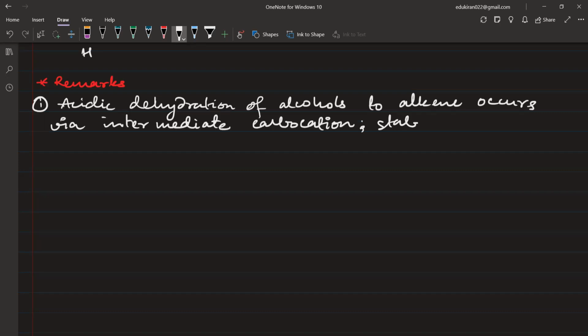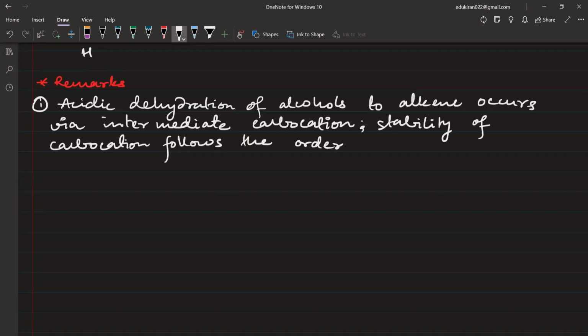Next, stability of carbocation follows the order: 3 degree is most stable, followed by 2 degree and followed by 1 degree. I hope all of you remember this.